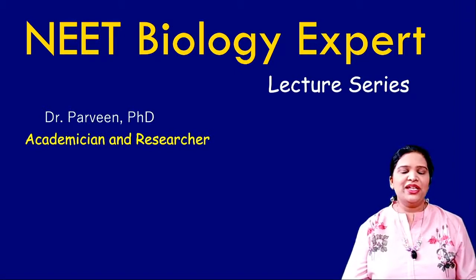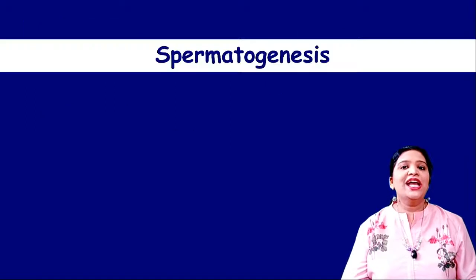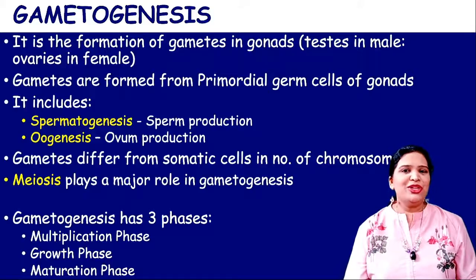I am Dr. Parveen. In this lecture series, we are studying Class 12 Biology, the chapter Human Reproduction. In this particular lesson, we are going to study spermatogenesis. Before going into detail about spermatogenesis, we should know something basic called gametogenesis.